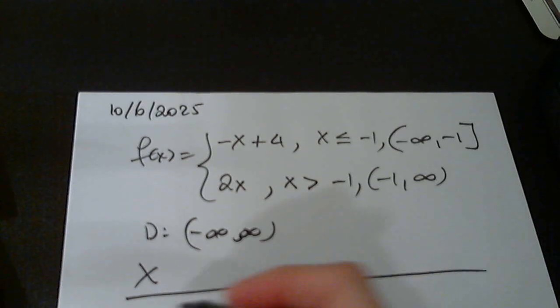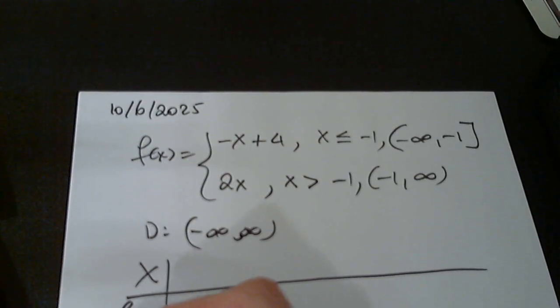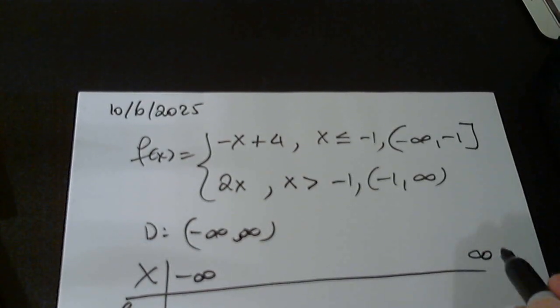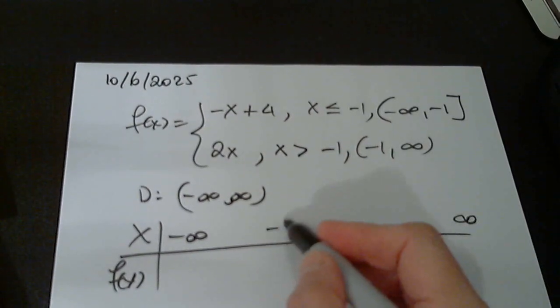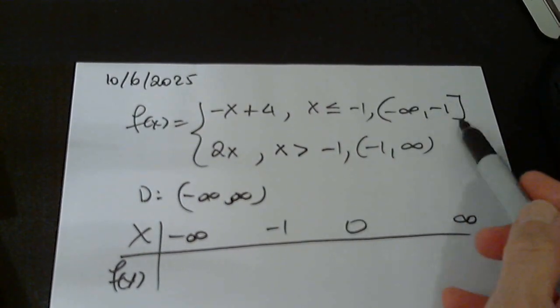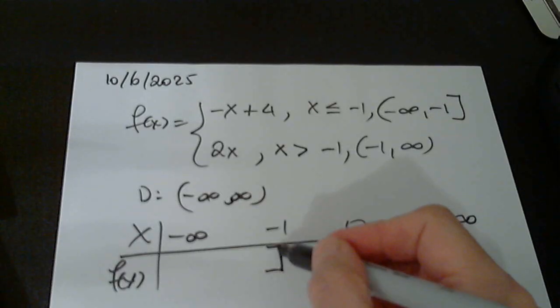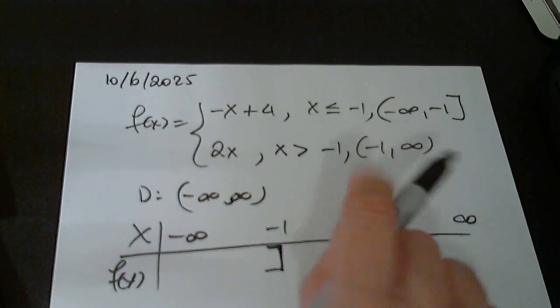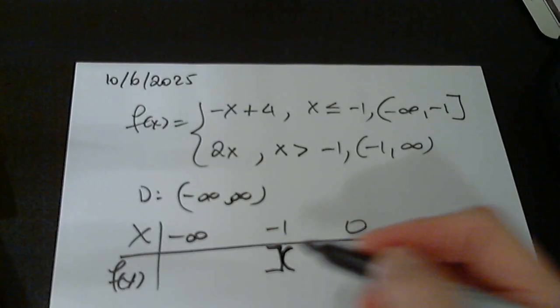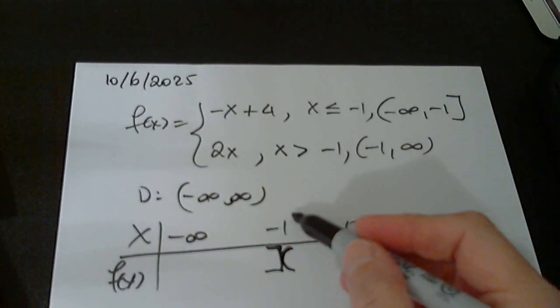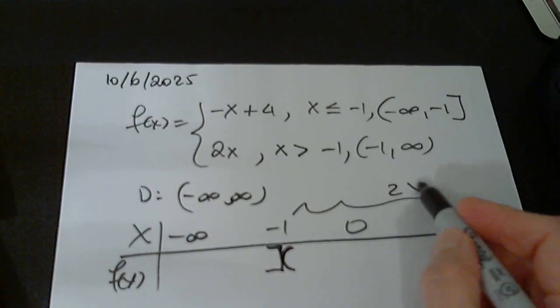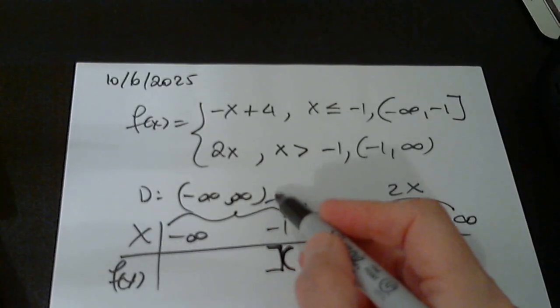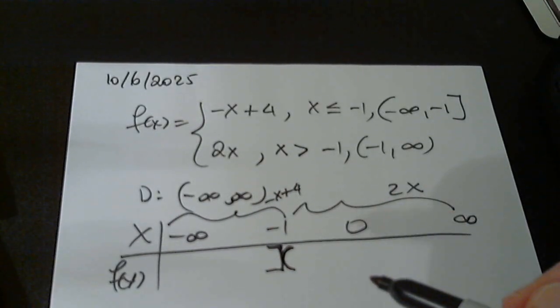So I create a table, and in the table I put a domain which is negative infinity to infinity. I put indeed negative 1 and 0. Negative 1 is a very important point, and I see that there is a bracket facing left and a parenthesis facing right, and they are touching each other. An overkill, I know. This is for 2x, and this is only for negative x plus 4.